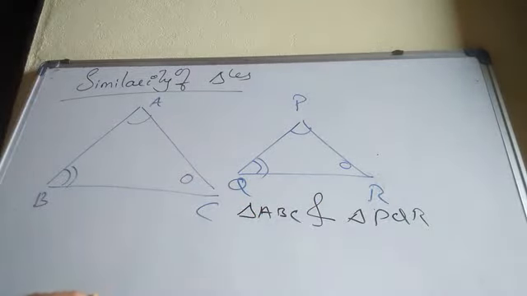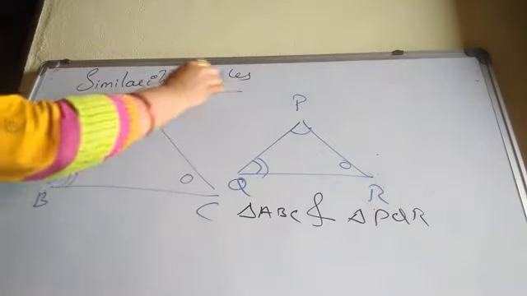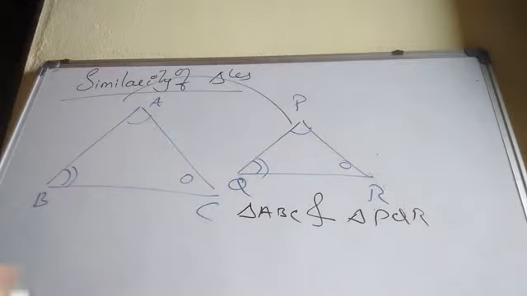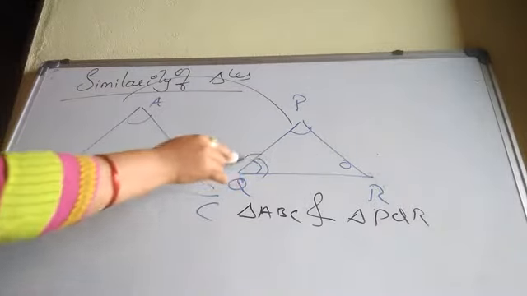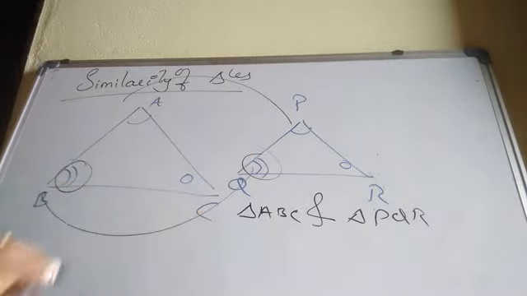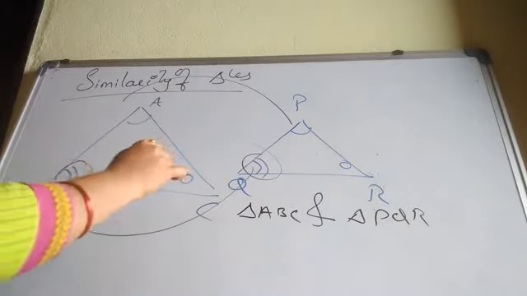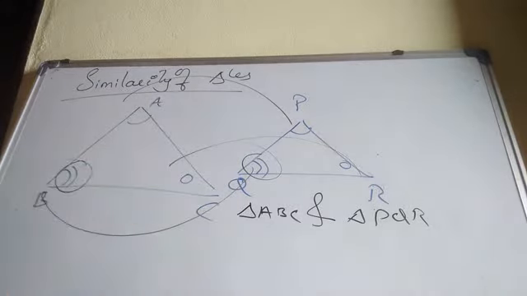So first, corresponding angles are congruent. Angle A is congruent to angle P. See here, the symbols you see. Angle B is congruent to angle Q, circle symbol. Angle C is congruent to angle R.